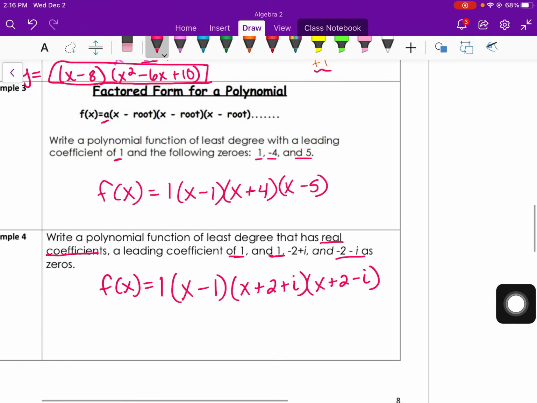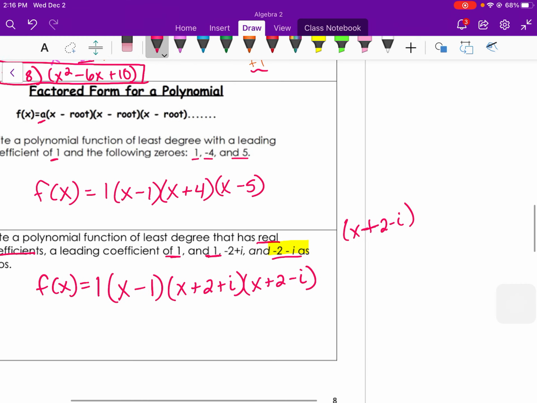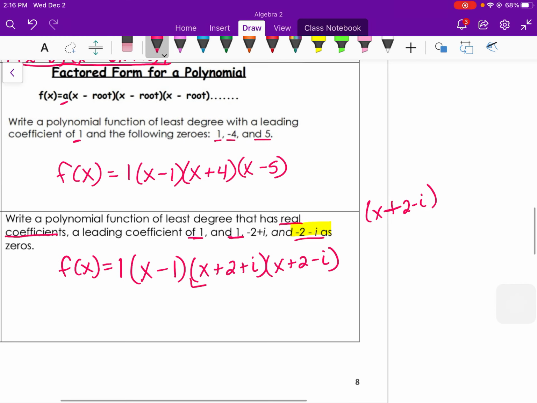So when I plugged in these factors, I got x minus negative 2 minus i. So that was where I got that plus for both of those. Now, in order to get real coefficients, you do have to multiply this out.